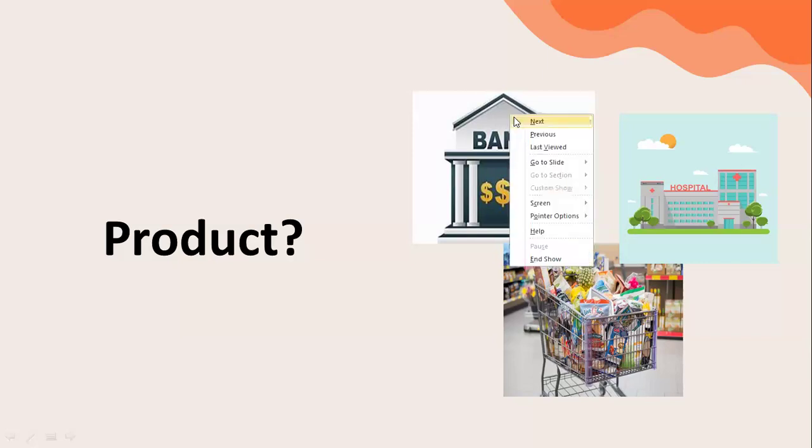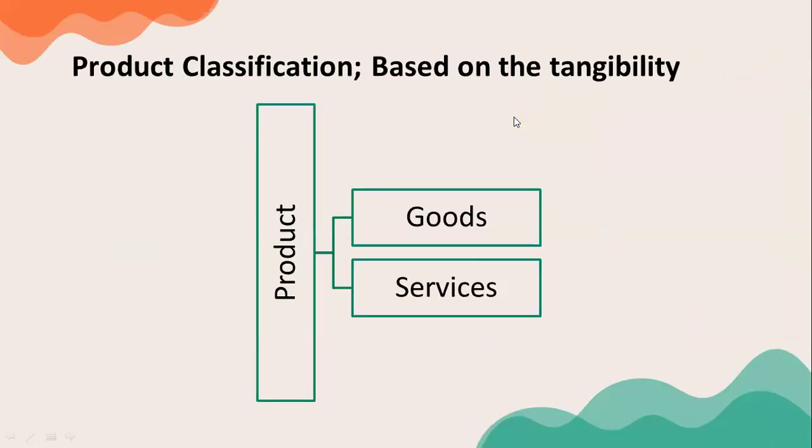What is the next classification based on? This is based on tangibility. The next classification is based on the final consumer, that is, who finally consumes the product. Based on the final consumer, there are two types of products: consumer product and industrial product. Consumer product we call B2C, business to consumer.